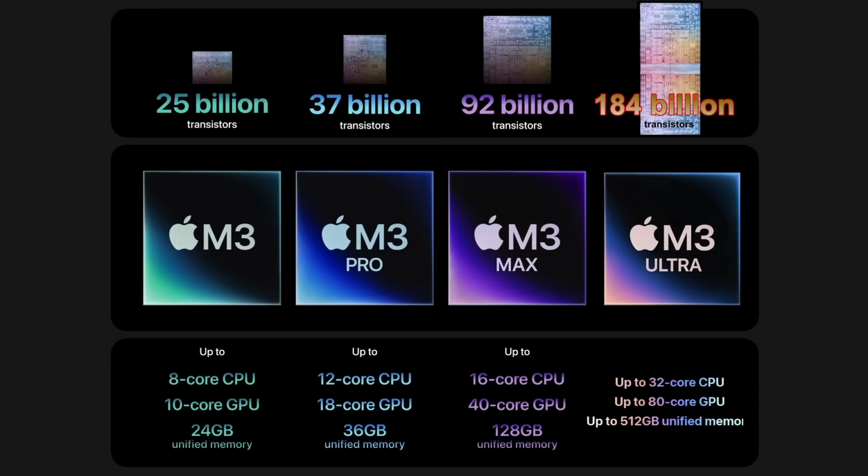Starting down at the vanilla one, 8-core CPU, all the way up to a 30-core CPU in the M3 Ultra, 10-core GPU, all the way up to an 80-core, so 8 times as many GPU cores in the M3 Ultra, and then up to 24 gigs in the M3, all the way up to 512 gigs possible in the M3 Ultra. You don't have to buy that one. So Apple here is trying to give you the chip that you want for the workload that you want, for the price point that you want, in the form factor, whether that's a laptop or a desktop, that you want.